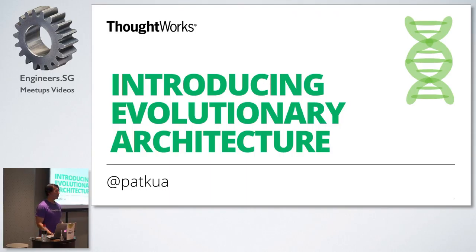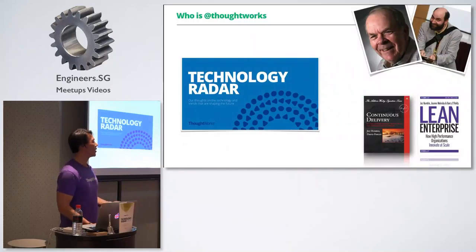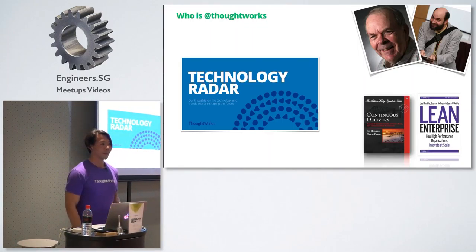If you don't know about ThoughtWorks, you might know a couple of our luminaries. We've got Martin Fowler and Jim Highsmith, who are both Agile Manifesto signatories. Some of our work includes the Continuous Delivery book and the Lean Enterprise. What's probably of more direct interest is our Tech Radar, which is our view of what we're seeing with clients around the world. We've just released this two days ago.